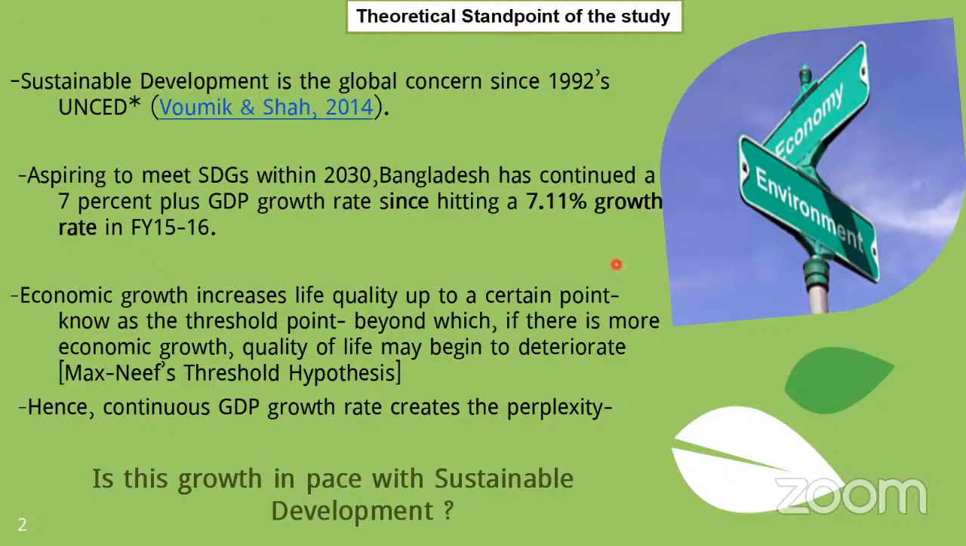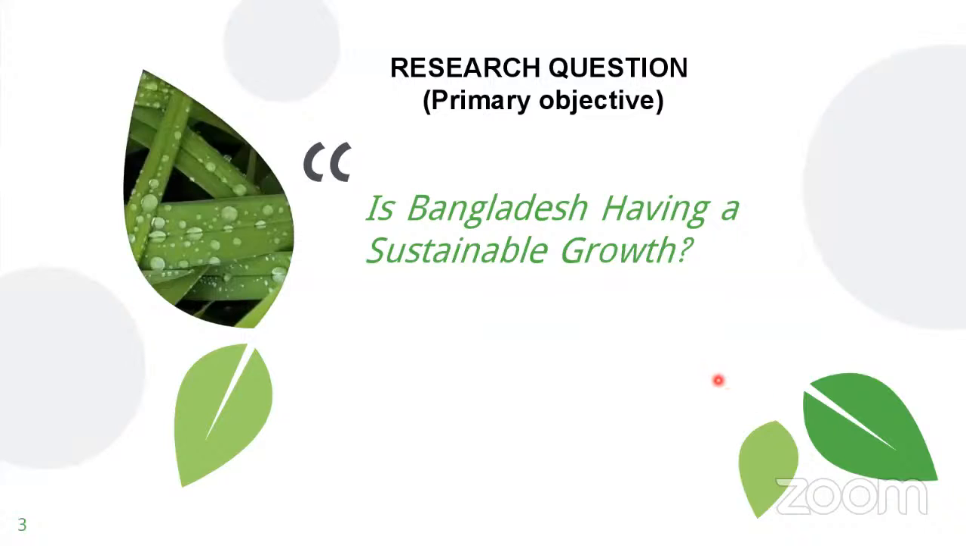So on the point that Bangladesh has a very impressive growth rate, there may come a question: is this growth really going in pace with the sustainable development of Bangladesh? Because according to McSniff's threshold hypothesis, when the economic growth increases, life quality increases up to a certain point, called the threshold point. After the threshold point, if the economic growth grows more, then the quality of life may begin to deteriorate. From here comes my research question: is Bangladesh having a sustainable growth? This research is all about finding whether Bangladesh is having a sustainable growth in terms of green GDP.